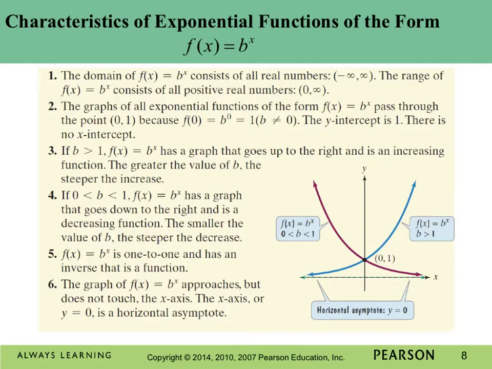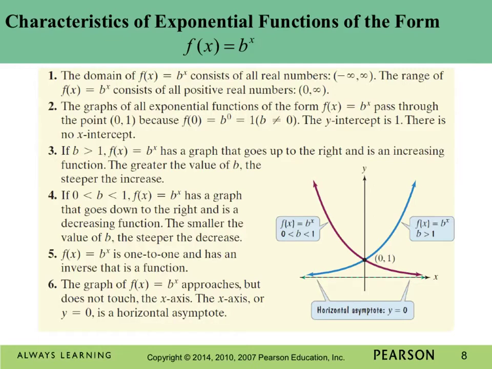Here are some of your characteristics of exponential functions. In this form, f of x is equal to b to the x. Your domain is always going to be all real numbers. In interval notation that looks like negative infinity to positive infinity, because you can use any real number for your exponent, and that's where your x is. And your range is going to be all positive real numbers, and in interval notation that looks like 0 to infinity. The graphs of these functions pass through 0, 1, like I mentioned before, because anytime you raise a non-zero number to the 0 power, you get 1 for an answer. So your y-intercept is 1, and there's not an x-intercept.